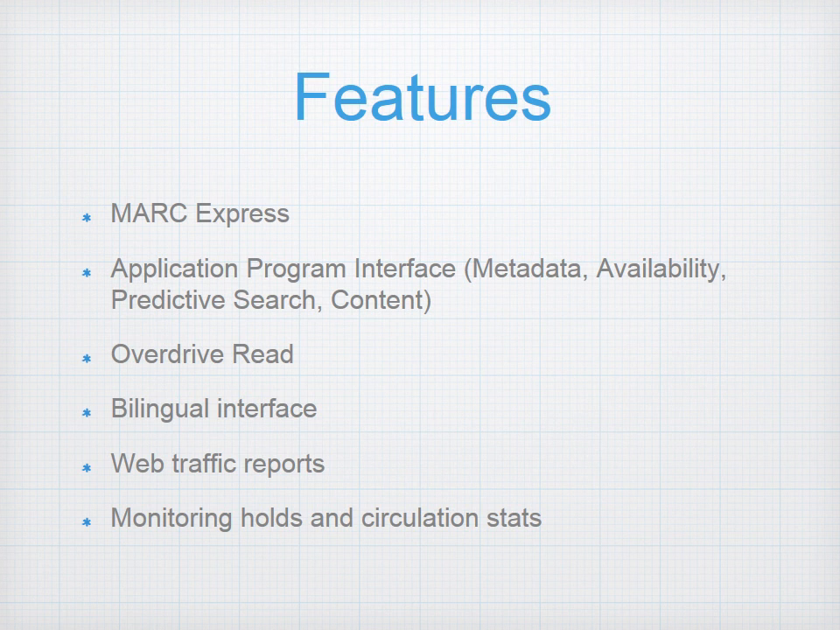Overdrive features and applications. In 2012, Overdrive decided to utilize MarkExpress. MarkExpress is a feature that generates MARC records immediately using information supplied by publishers. Overdrive also offers application program interfaces, which are also known as APIs. An API allows libraries to have more options in how patrons access their Overdrive content. Currently, Overdrive offers the following APIs: Metadata API, Availability API, Predictive Search API, and Content API. Content API is the interface that allows patrons to place holds, make wish lists, perform checkouts, returns, and more using their library's own interface.